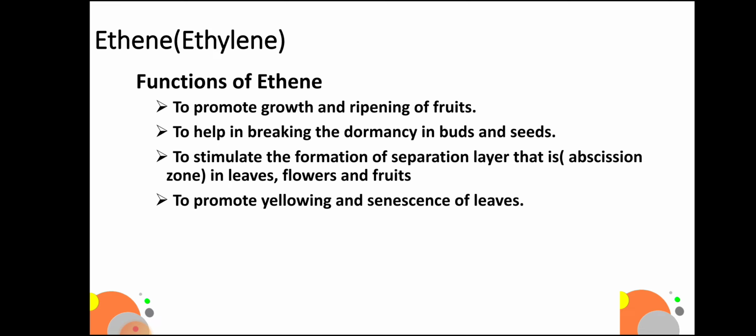Next hormone is ethene or ethylene. The functions of ethylene are to promote growth and ripening of fruits, to help in breaking the dormancy in buds and seeds, to stimulate the formation of separation layer, that is abscission zone, in leaves, flowers and fruits, and to promote yellowing and senescence of leaves.